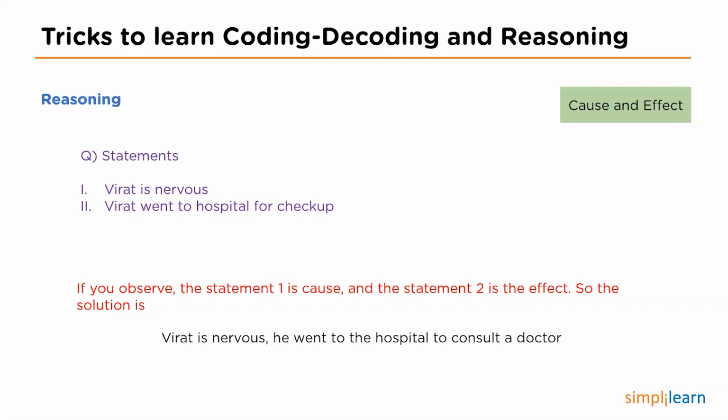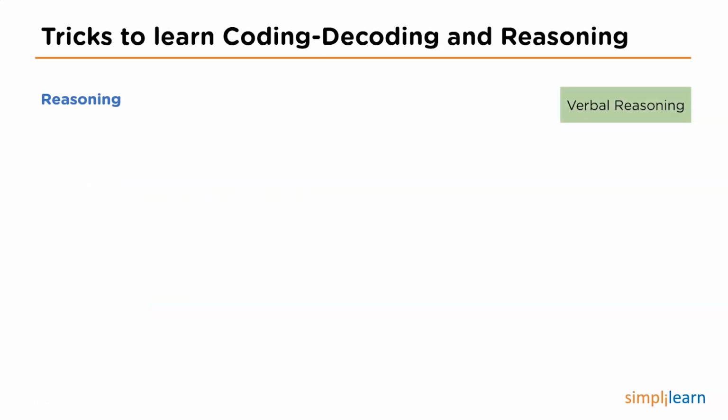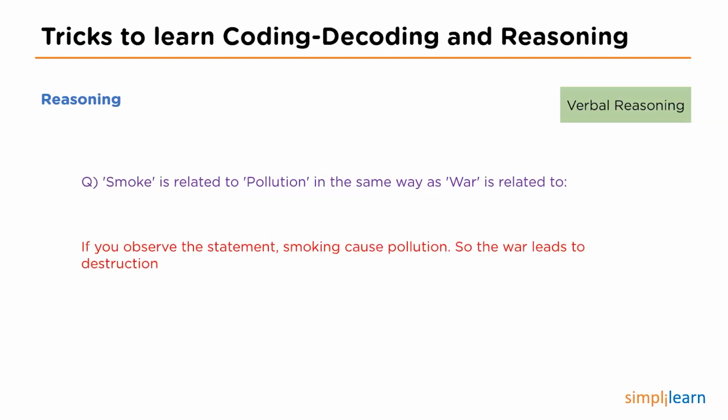Now, let's have a look at verbal reasoning. Verbal reasoning is understanding and reasoning using concepts framed in words. It aims at evaluating the ability to think constructively rather than at fluency and vocabulary recognition. Let's have a look at an example. Smoke is related to pollution. In the same way, war is related to. Explanation. If you observe the statement, smoke causes pollution, so war leads to destruction. According to the concept, the solution would be destruction.